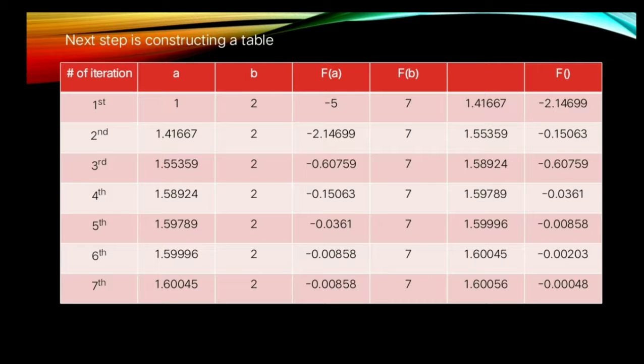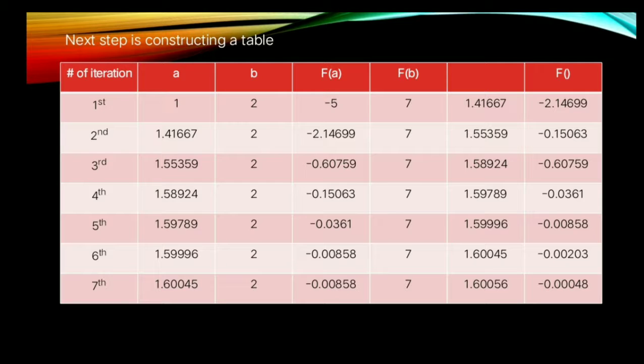This is the table. First is 1, 2, negative 5, 7, and 1.41667, which we got using our formula. Then negative 2.14699, by substituting into the equation. Then second, a is 1.41667 and b is 2, f(a) is negative 2.14699, f(b) is 7.